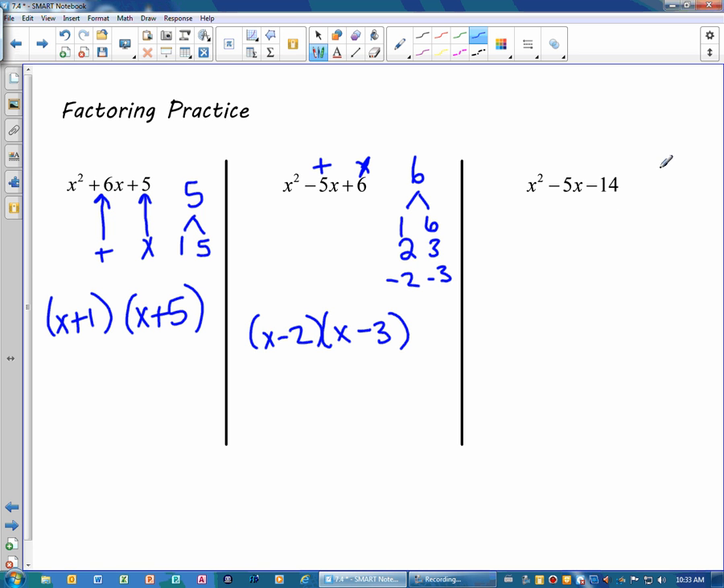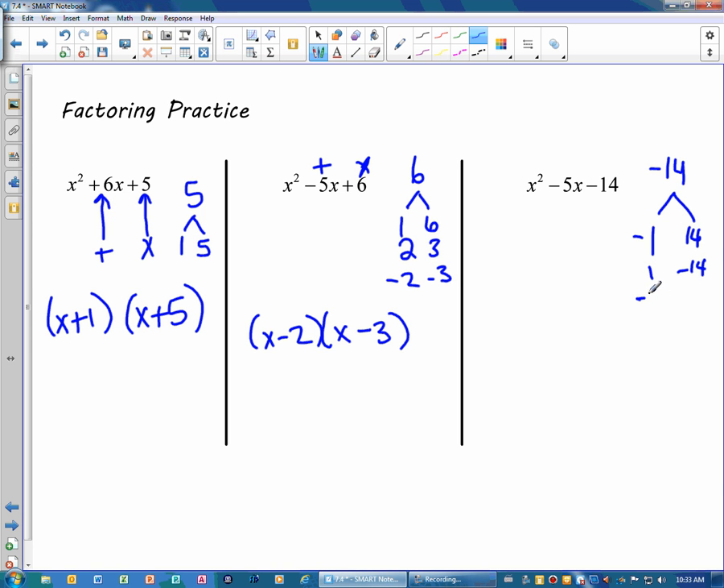Okay, last one. How do you get to negative 14? Well, one of them has to be positive and one of them has to be negative. So it could be negative 1 and 14, but that's nowhere close to adding to negative 5. And it could be the other way around, but again, that's not going to add to negative 5.